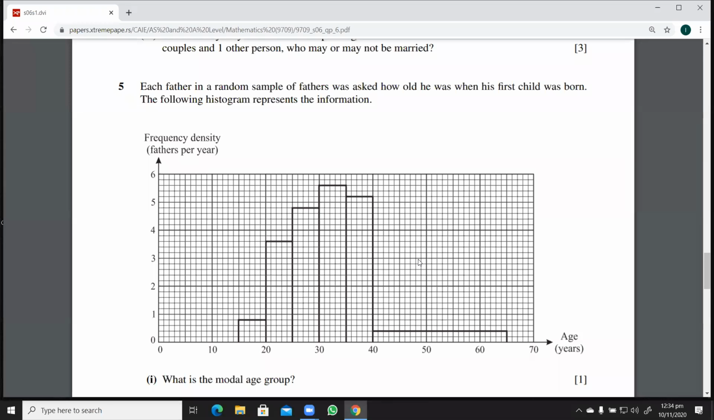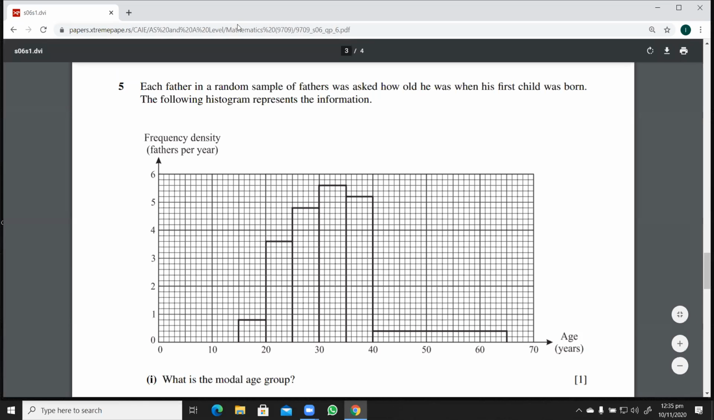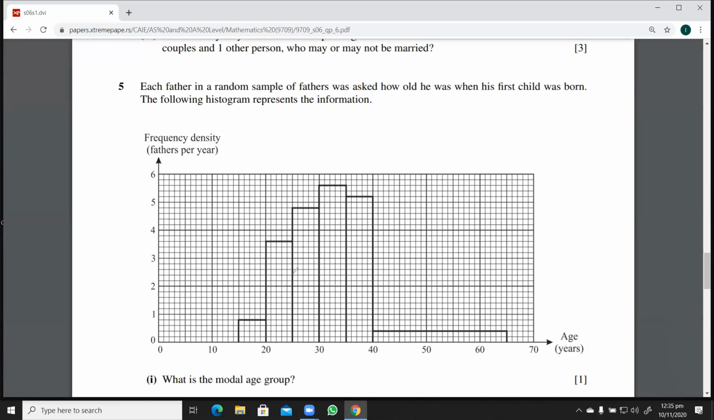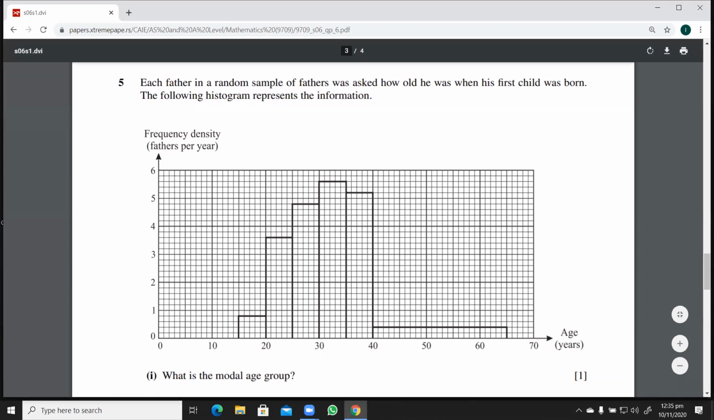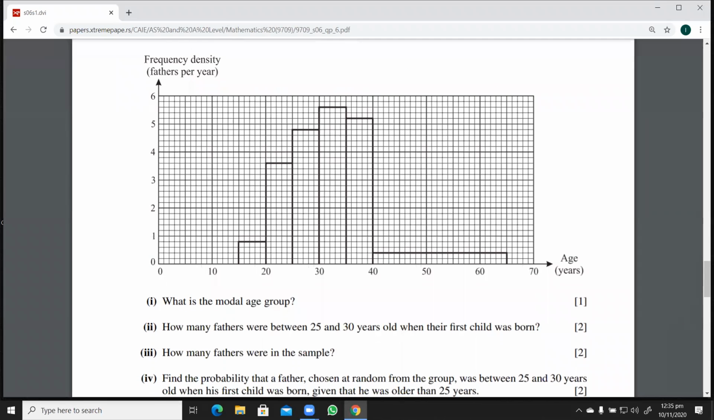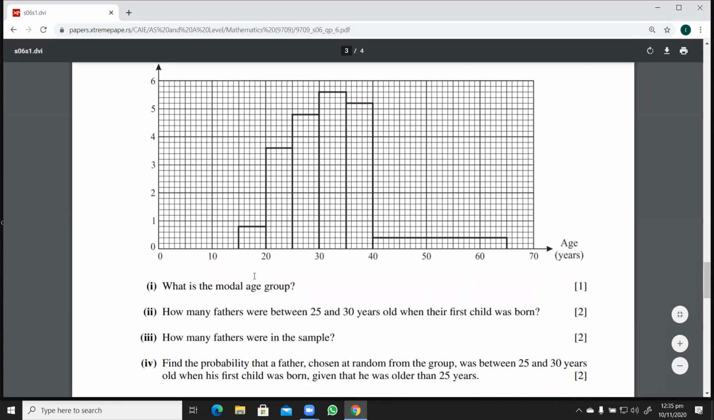Okay, this question is from June 06. Fifth question, it says, each father in a random sample of fathers was asked how old he was when his first child was born. Okay, the following histogram represents the information. Oh, this is really interesting. You know, I think I was 28 when my eldest son was born. So this is interesting. Let's see. It says, what is the modal age group?